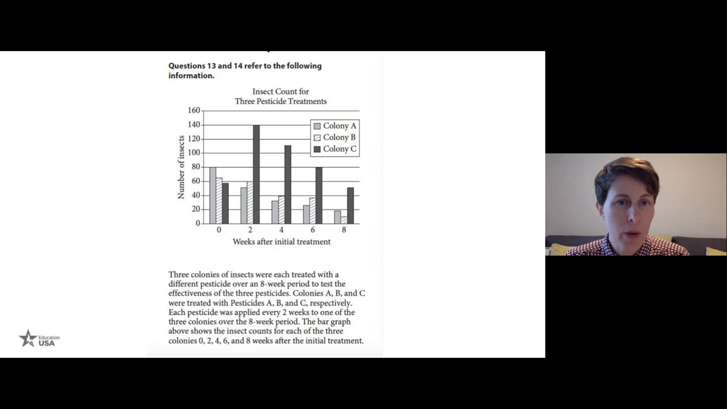All right, so here we go. This is the insect count for 3 pesticide treatments. You can see on the y-axis we've got number of insects, and on the x-axis we've got weeks after treatment. You can already glance at it and get a sense of what we're dealing with. Then we've got to read the block below to really get it. 3 colonies of insects were each treated with a different pesticide over an 8-week period to test the effectiveness of the 3 pesticides. Colonies A, B, and C were treated with pesticides A, B, and C respectively.